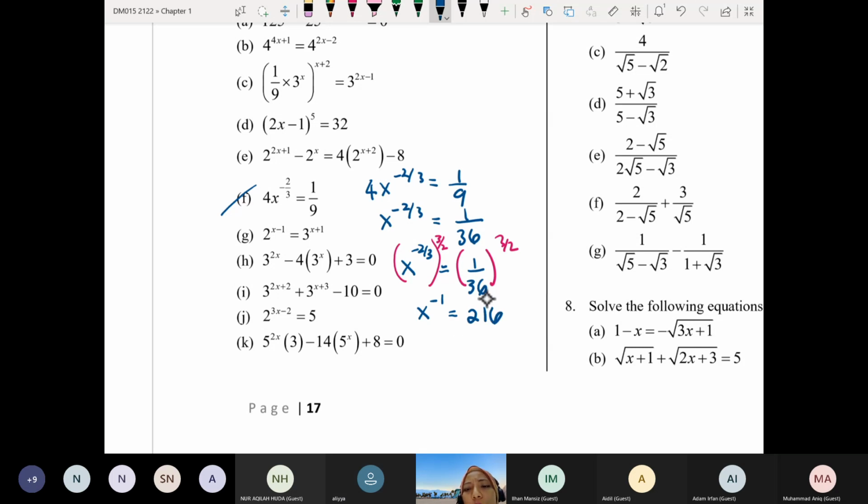Ha. You all ni sambil makan ke apa? Okay, ini adalah 216 ini bukan saja 216 tetapi 1 over 216. Okay. So X to the power of negative 1 ini adalah 1 over X equals to 1 over 216. So kalau you pindahkan ini bawa sana dapat X. Ini bawa sana dapat 216. So jawapan.